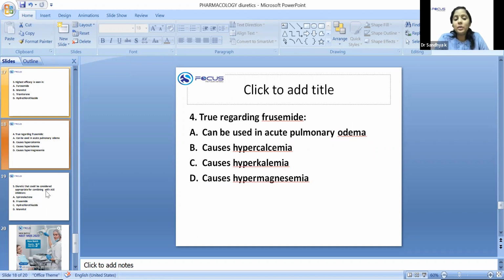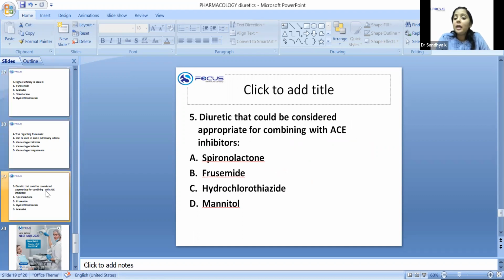Now we'll see the last question for today. Diuretic that could be considered appropriate for combining with ACE inhibitor. Spironolactone, frucimide, hydrochlorothiazide, mannitol. What is ACE inhibitor? ACE inhibitor is an antihypertensive drug, angiotensin converting enzyme inhibitor. That is, it is an antihypertensive drug.